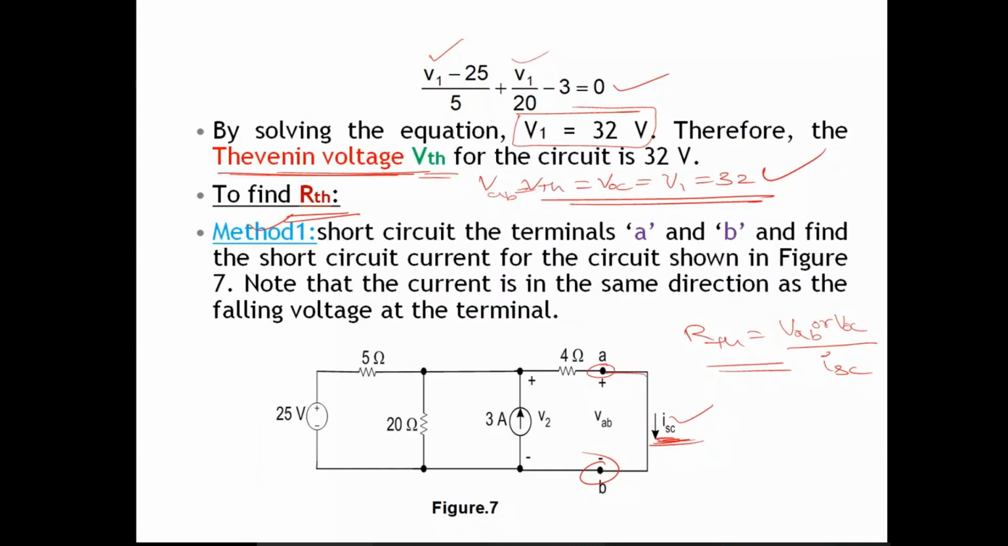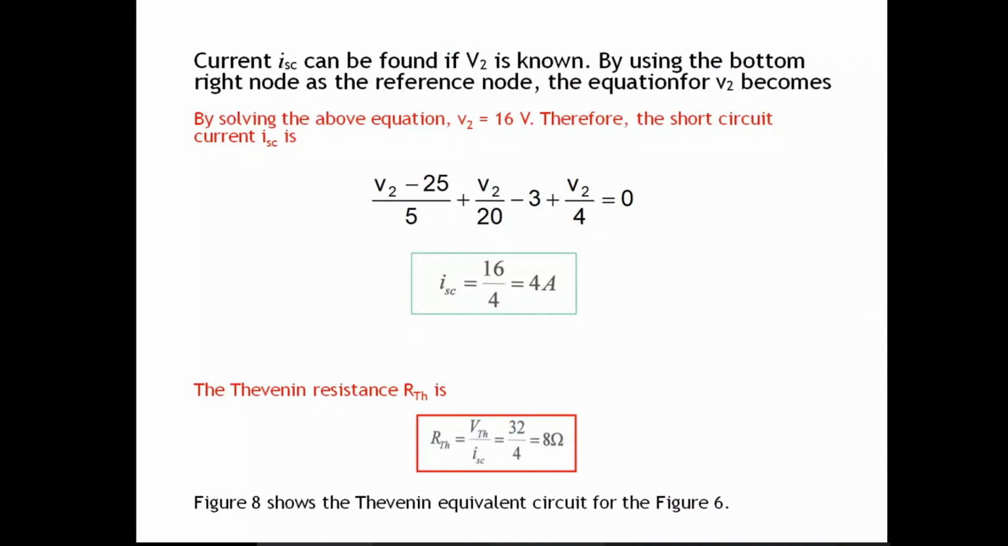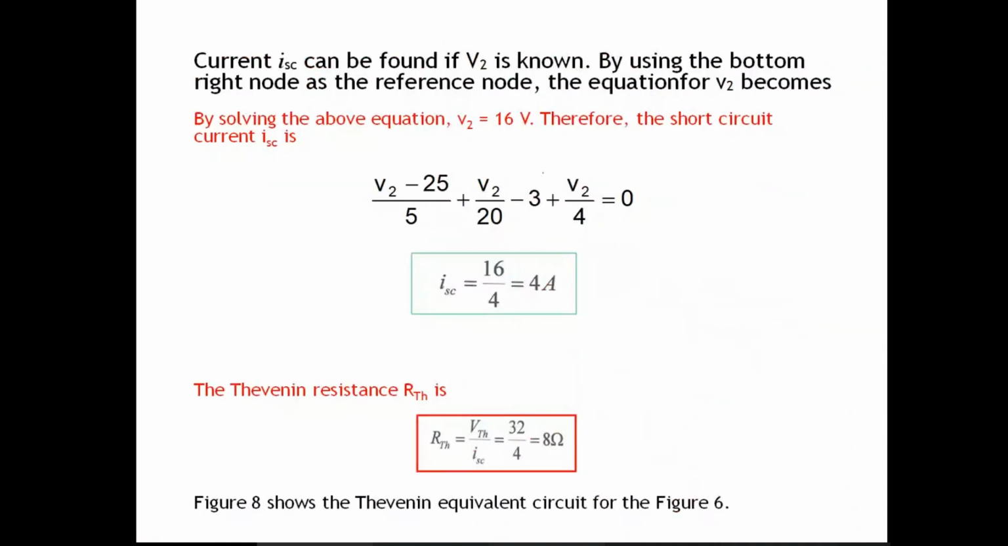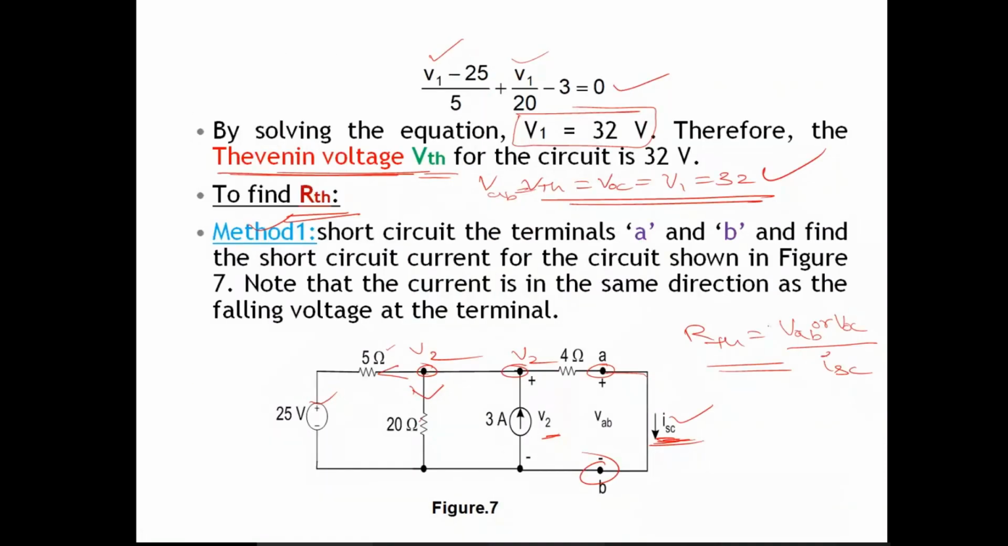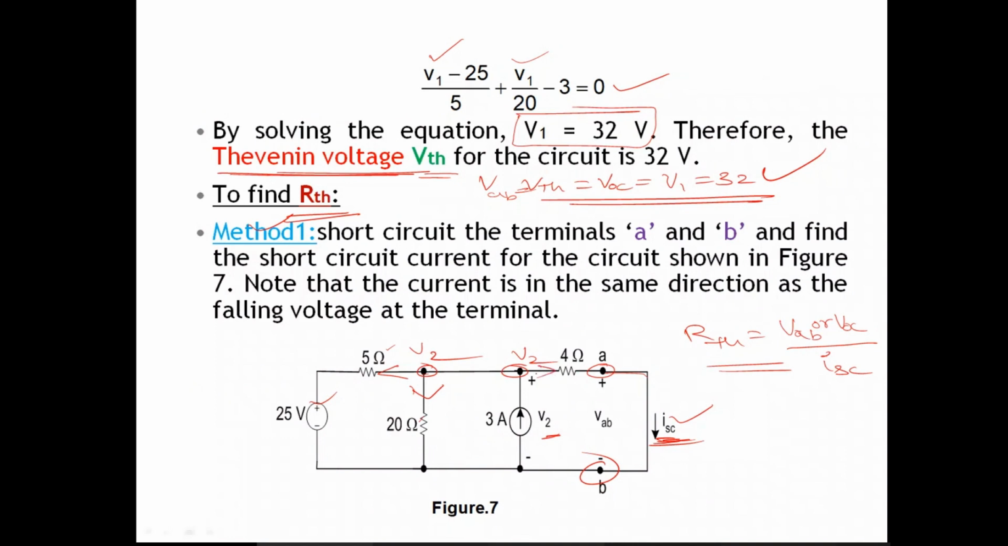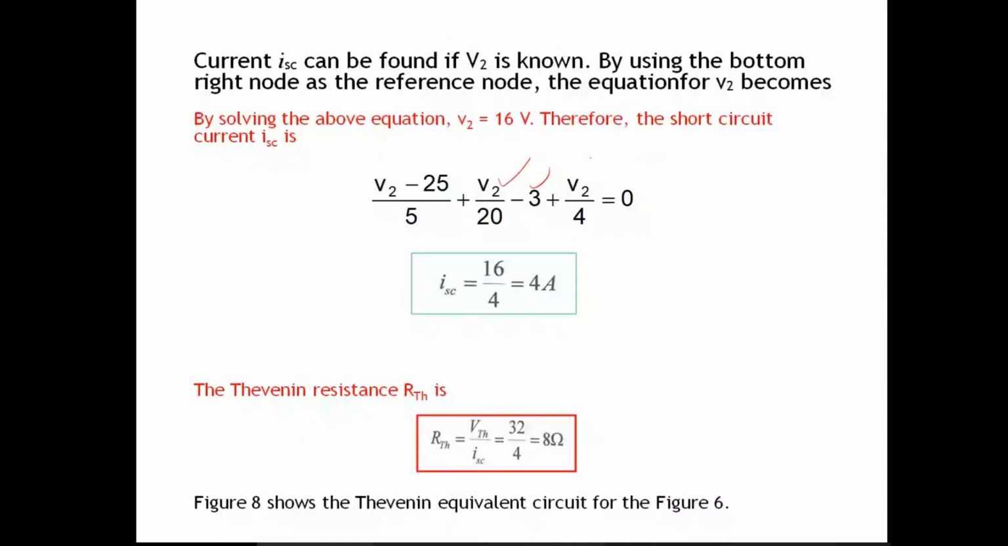So if we apply nodal analysis, we have assumed V2 as the voltage across this terminal, and the same voltage appears here also. Applying nodal analysis: V2 minus 25 by 5 is the current in this branch. Then V2 by 20 is the next current, V2 by 20. Then 3 amperes is entering, so minus 3 amperes. Then you have one more current here, V2 by 4, right? So the sum is equal to 0.